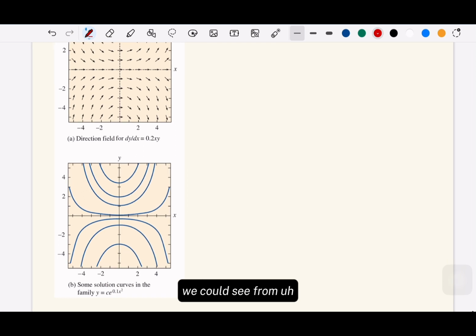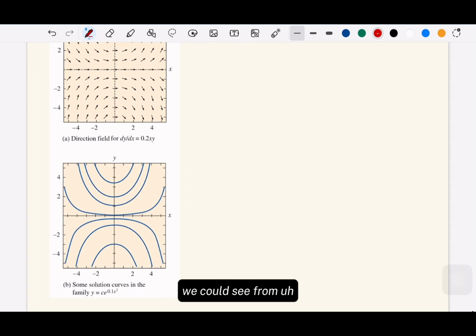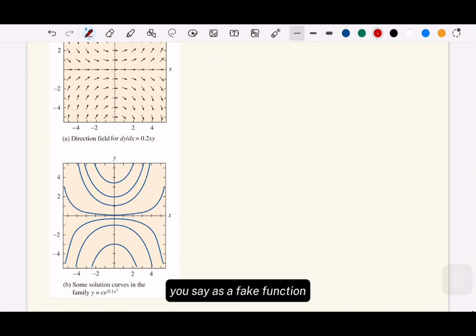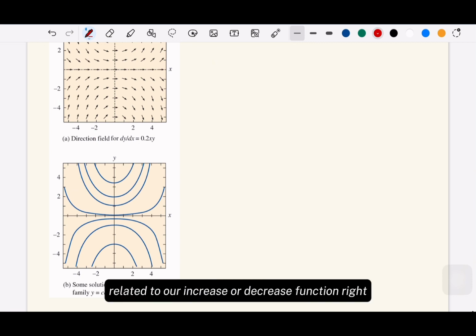And of course, from what we have here, we could see whether dy dx is positive or negative. We could say that as a function, that will be related to whether our function is increasing or decreasing. So that will be our discussion.